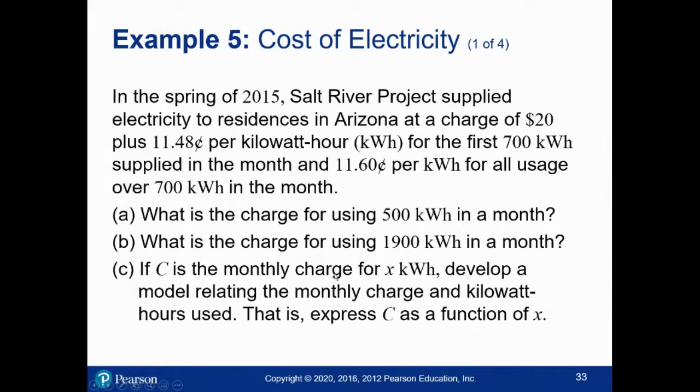And if C is the monthly charge, can you actually come up with a function that expresses this relationship? C, cost, as a function of x kilowatt hours. Okay, so I'll pause for a second, try to answer what's the charge for 500 kilowatt hours, what's the charge for 1900, and then can you come up with a function that can allow you to compute anything you want?